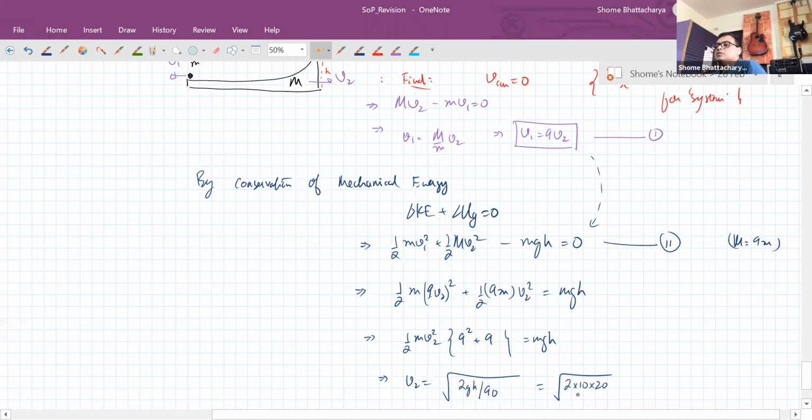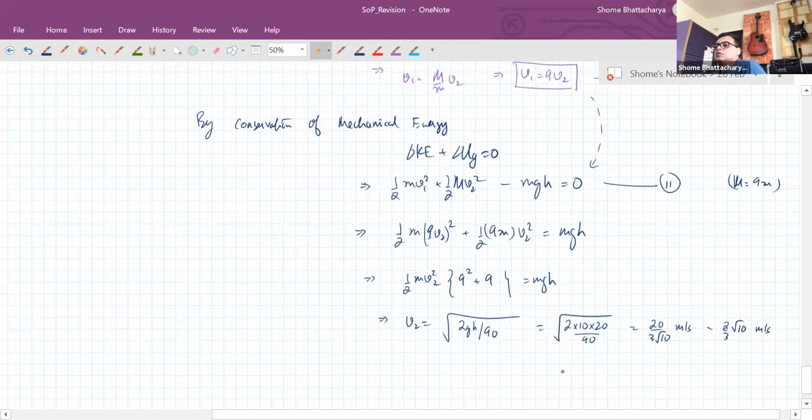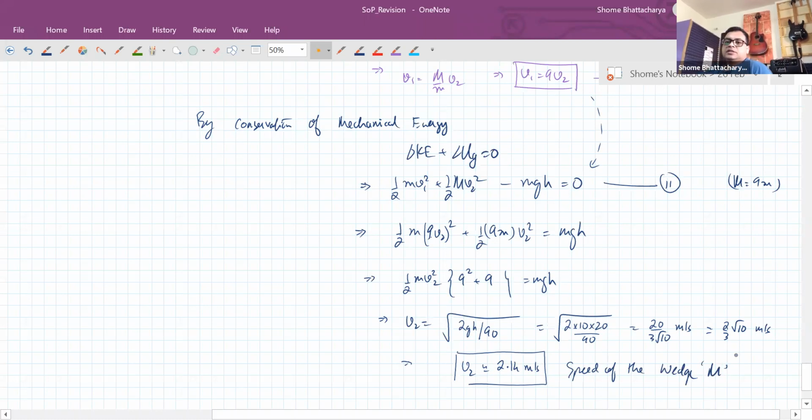Now h was 20 meters. So this speed V2 will become very approximately 2 meters per second. So this is the speed of the block or of the wedge, where the speed of the particle will be 9 times this at that instant.